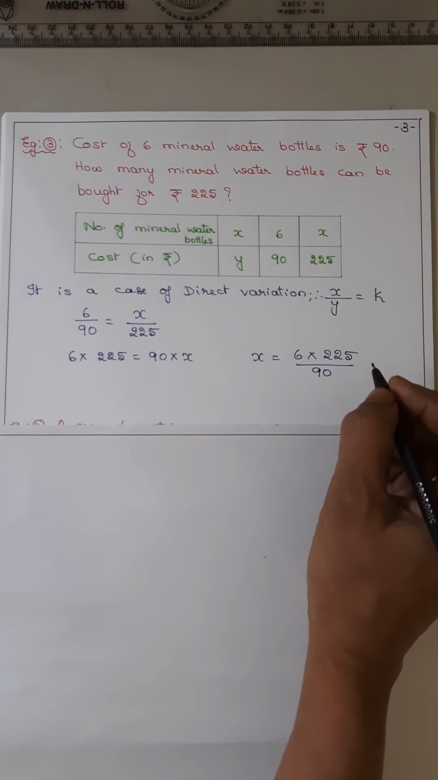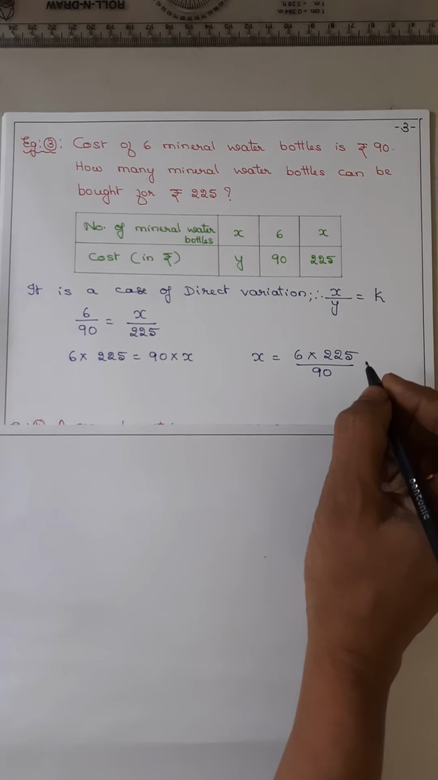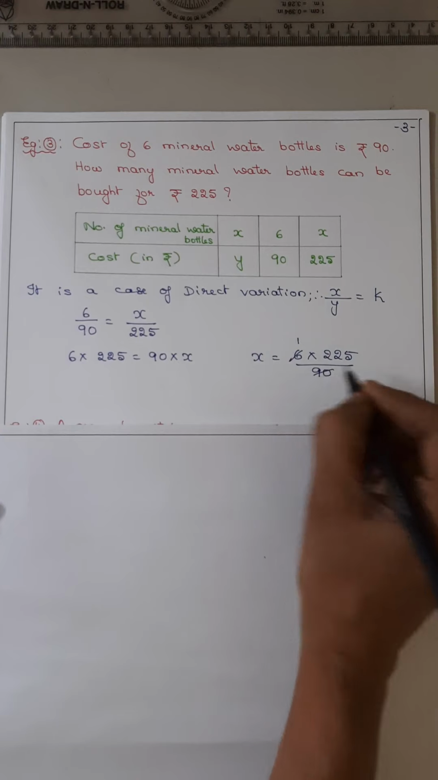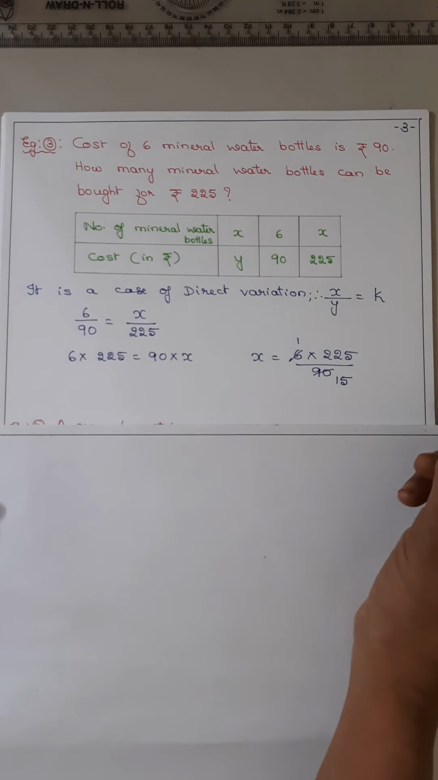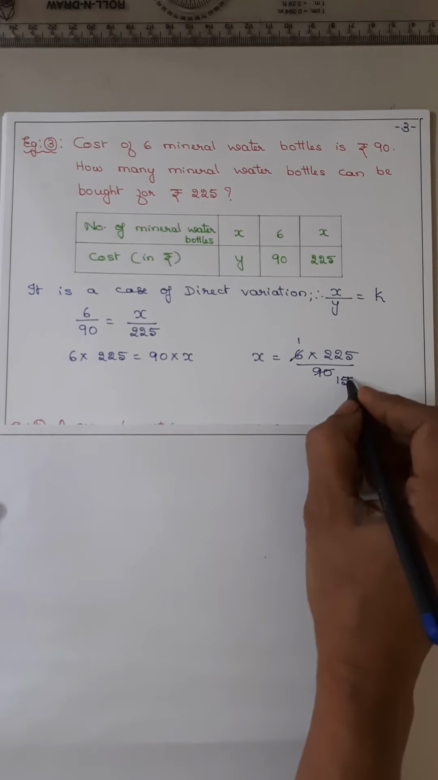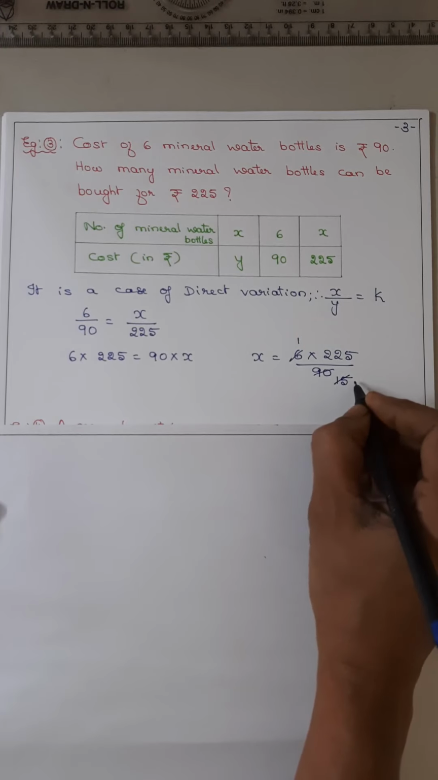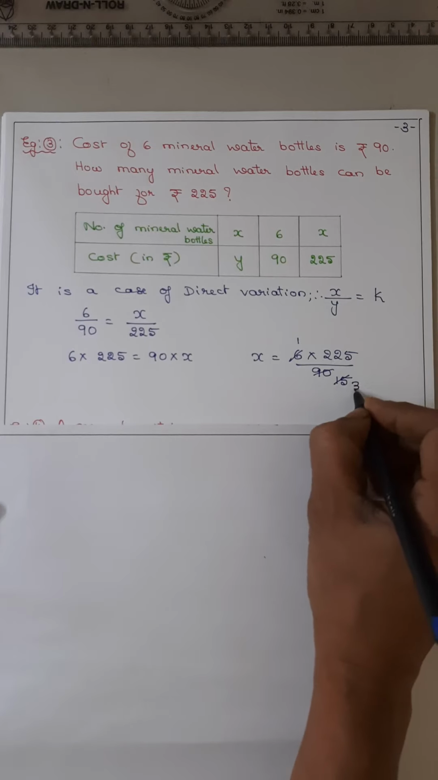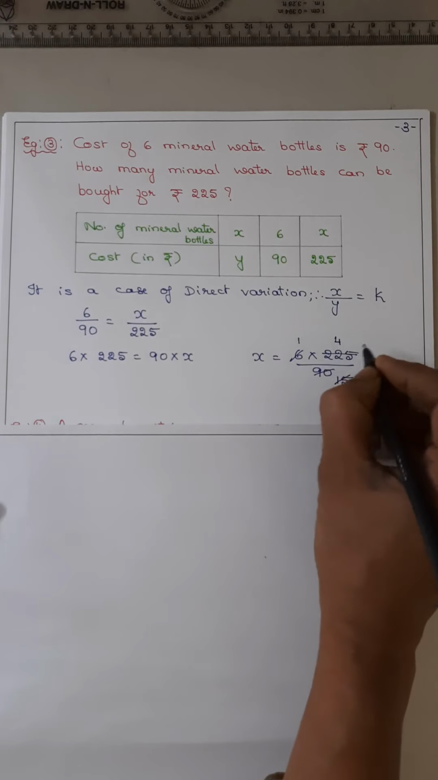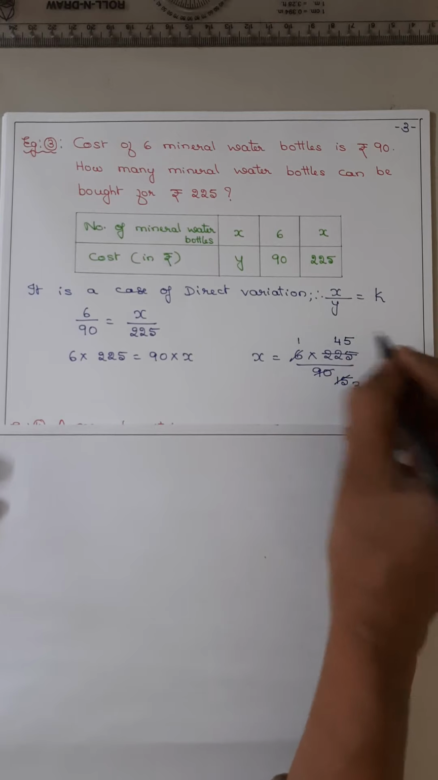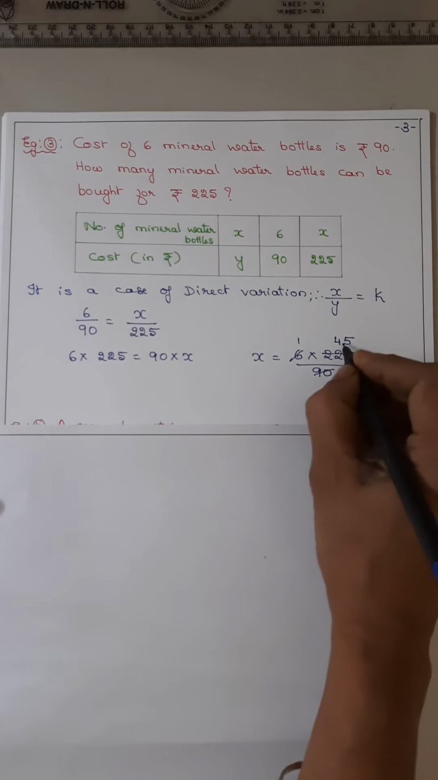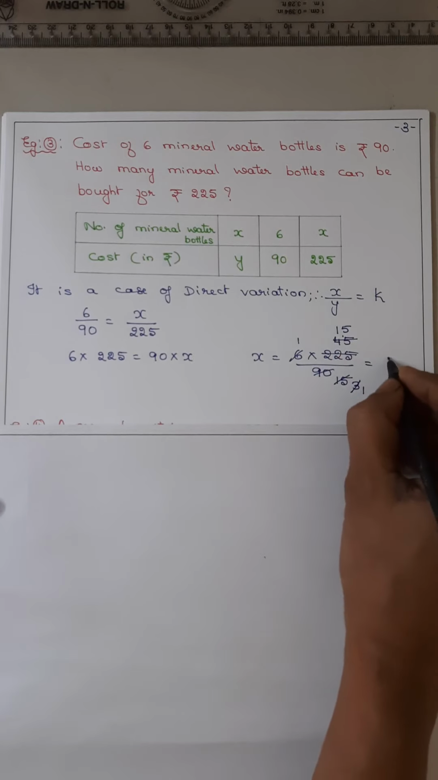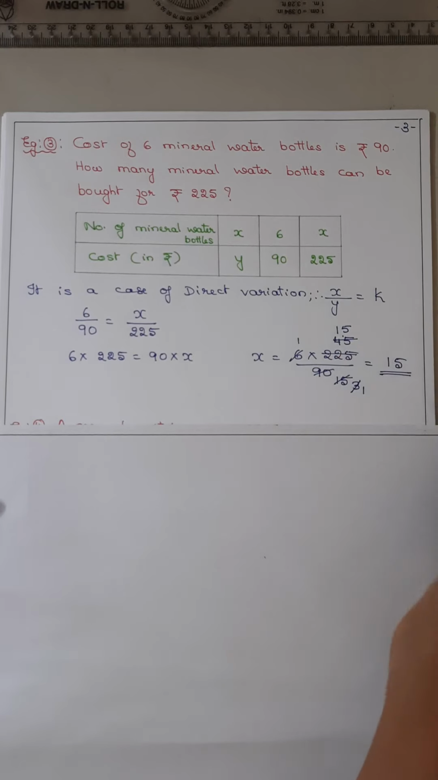Now the calculation. 6 ones are 6, 15 6s are 90. Now 15, so 3, you can tell 5, isn't it? 15 also you can try. 5 3s are 15, 5 4s are 20, 2 remains. 5 5s are 25. So x is equal to, you got 15.